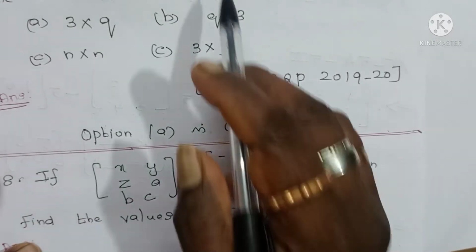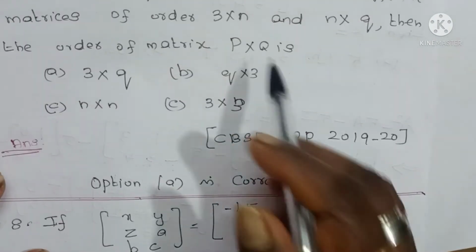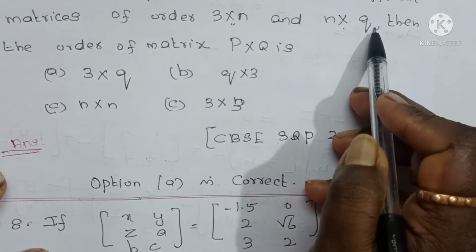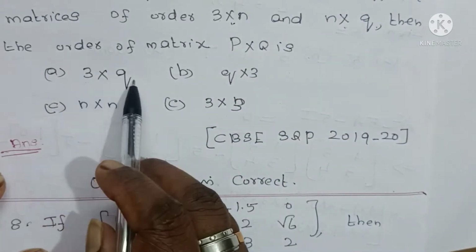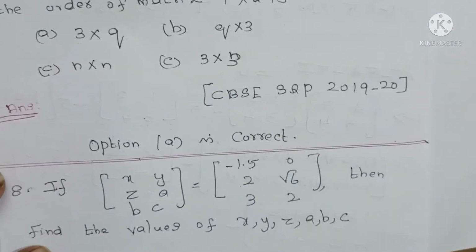What is the answer? Here 3 by n, here n by q. Multiplication means 3 by q. So what is the answer? 3 by q. Option A is the correct answer.